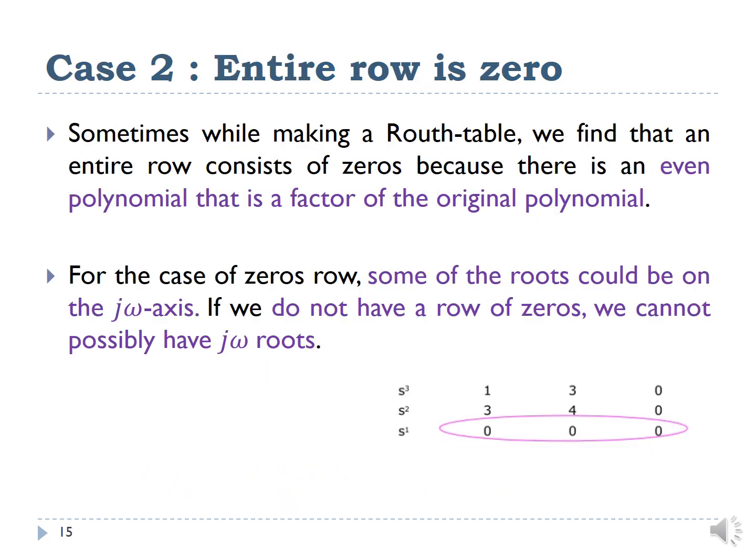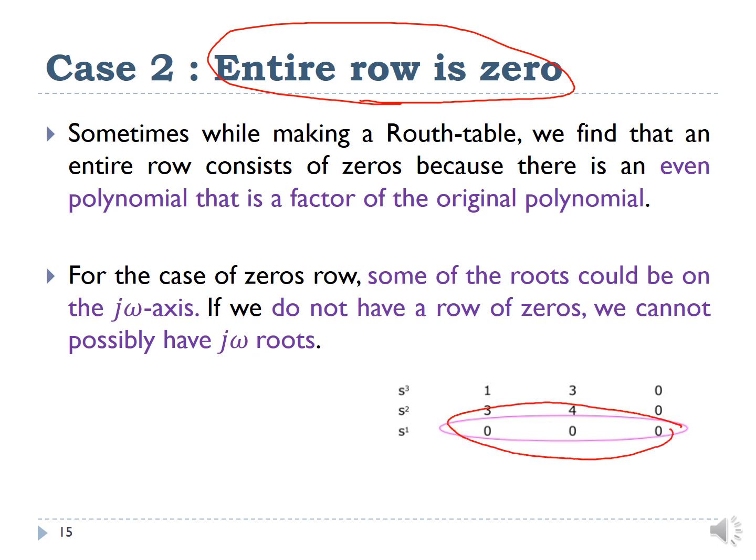We now look at the second case, which is when the routh table has an entire row of 0. Sometimes, while making a routh table, we find an entire row of 0, because there is an even polynomial that is a factor of the original polynomial. This case must be handled differently from the case of 0 only in the first column of a row.